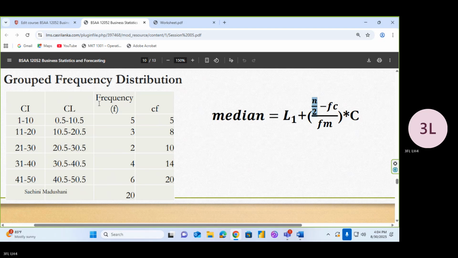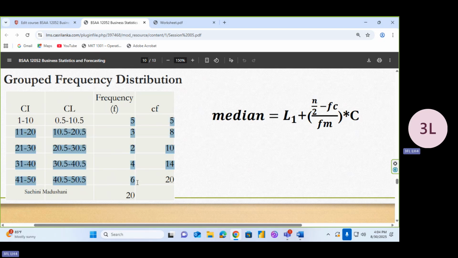Then tell me how many observations are there? 20. Okay, 20 observations are there. Then we can say 20 divided by 2. What is the answer? 10. Then it means the 10th observation is the median in this data set. Now you move on to finding the median value. Where is the 10th observation in here? Is it clear?